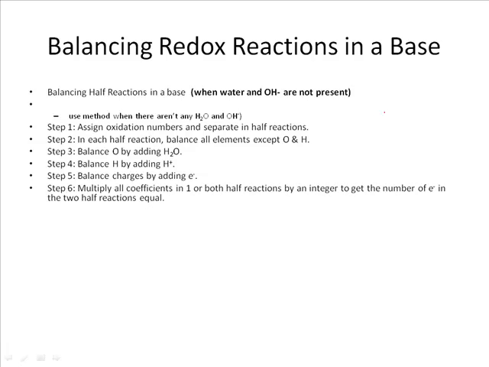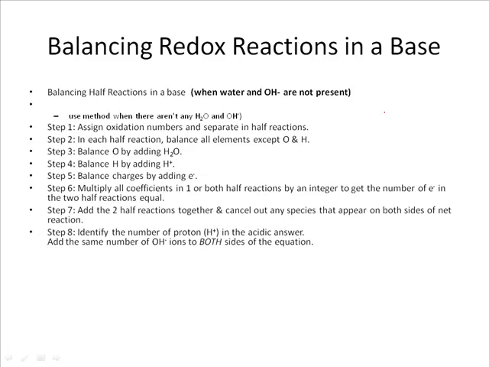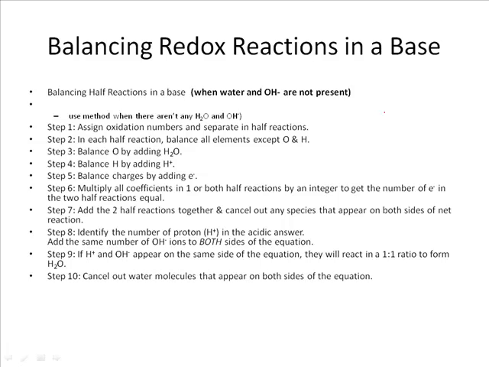Multiply all coefficients in one or both half reactions by an integer to get all electrons in the two half reactions equal. Add the two half reactions together and cancel out any species that appear on both sides in that reaction. Identify the number of hydrogens in the acidic answer and add the same number of hydroxide ions to both sides of the equation. If H plus and OH appear on the same side, then they will react to make water. In step 10, cancel out water molecules that appear on both sides of the equation.